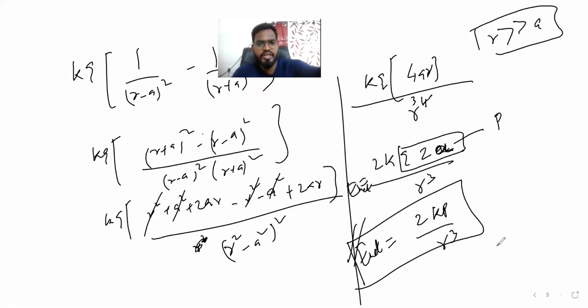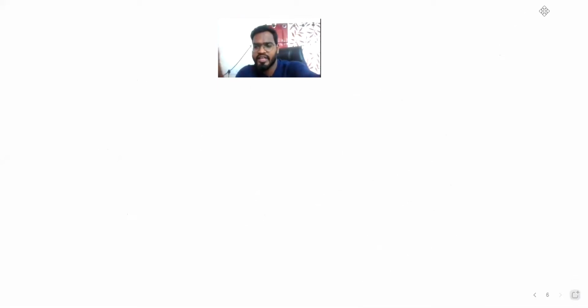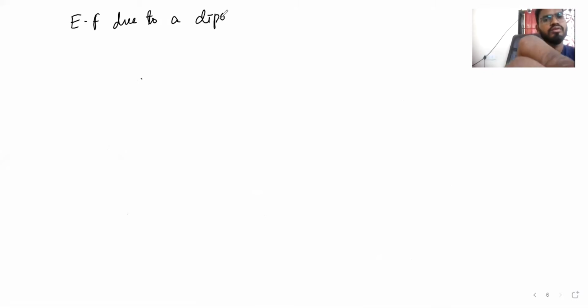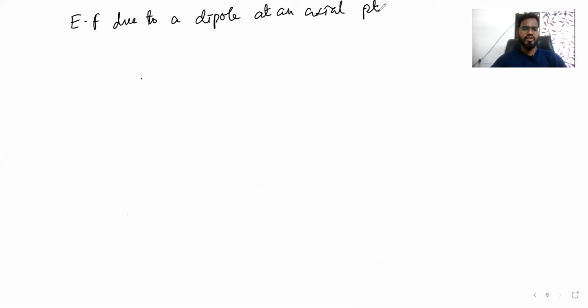So we found the electric field due to a dipole at an axial point is 2kp by r cube. That is the net electric field we got. Now we are going to see the electric field due to a dipole at an equatorial point. Yes, that is what we are supposed to find now. Let's see how we'll find the electric field due to a dipole at an equatorial point.